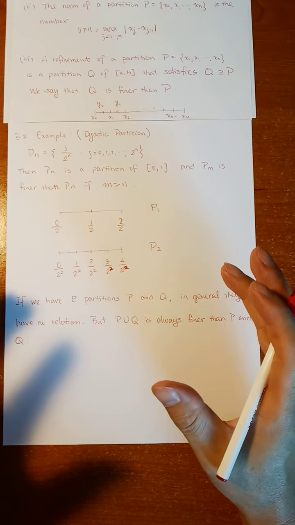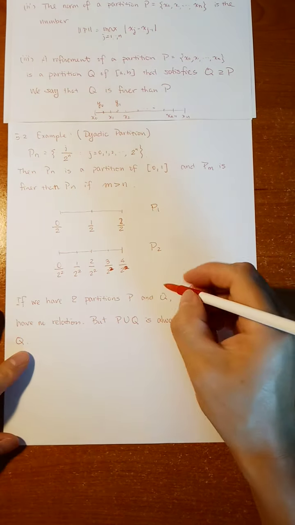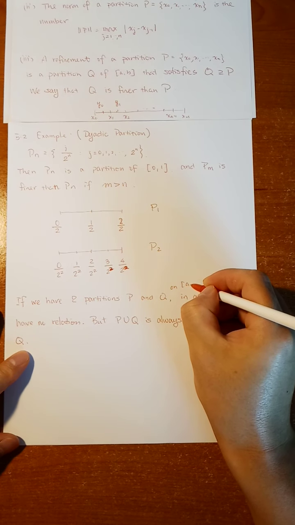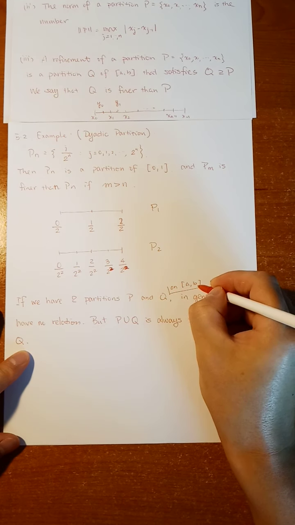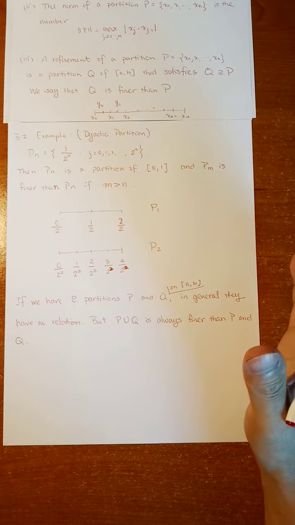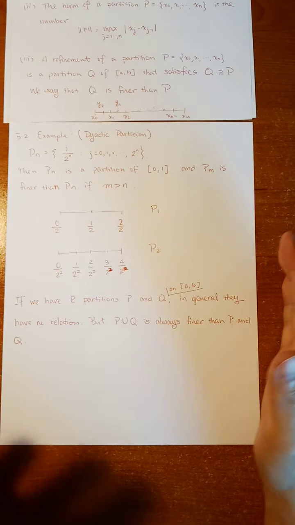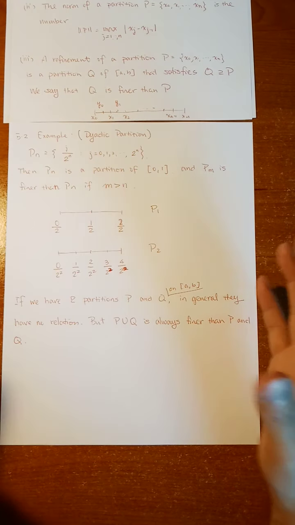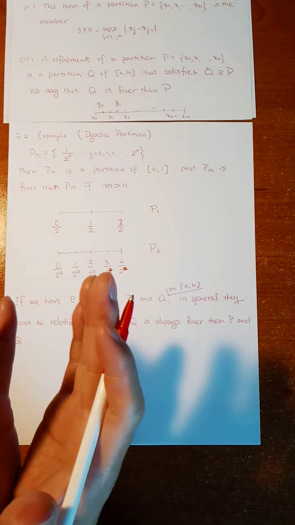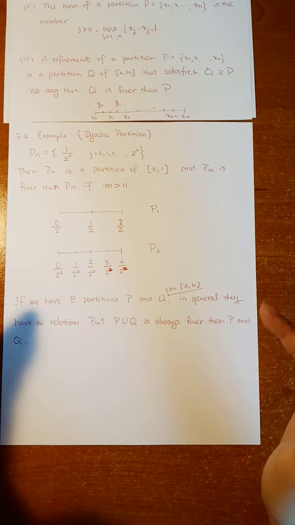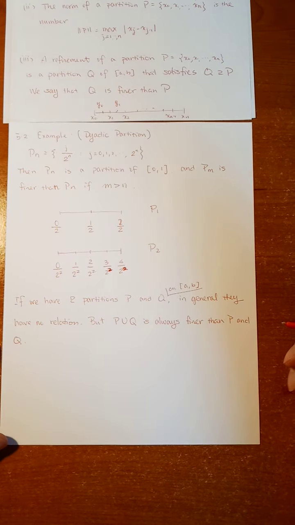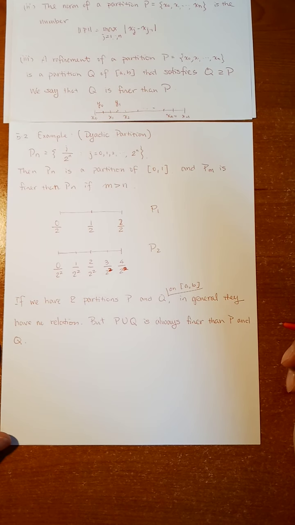If you have two partitions, of course, of the same interval. If it's a different interval, there's nothing you need to discuss. Okay, for the same fixed interval, you have two partitions. You put them together, get a union. It is going to be finer than both partitions.